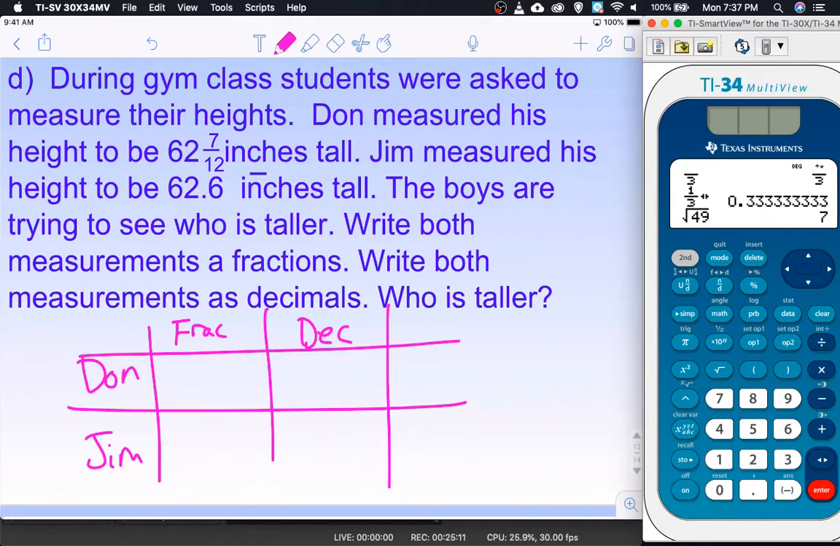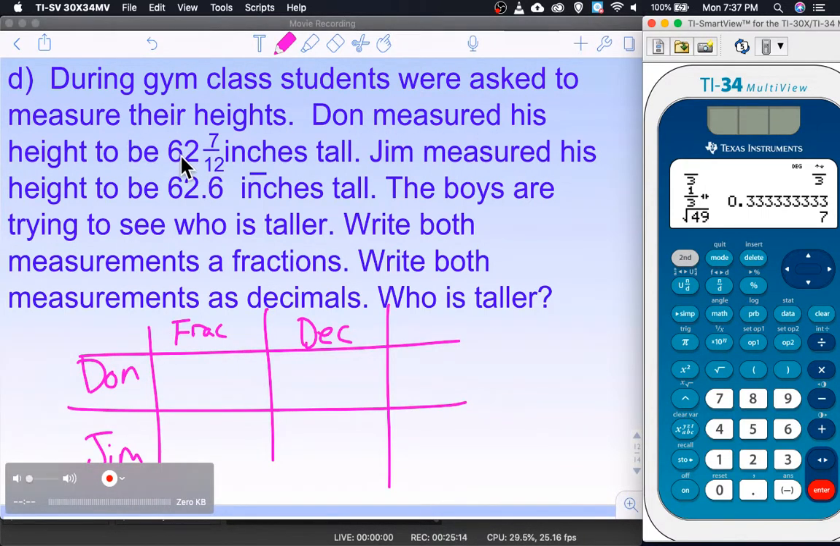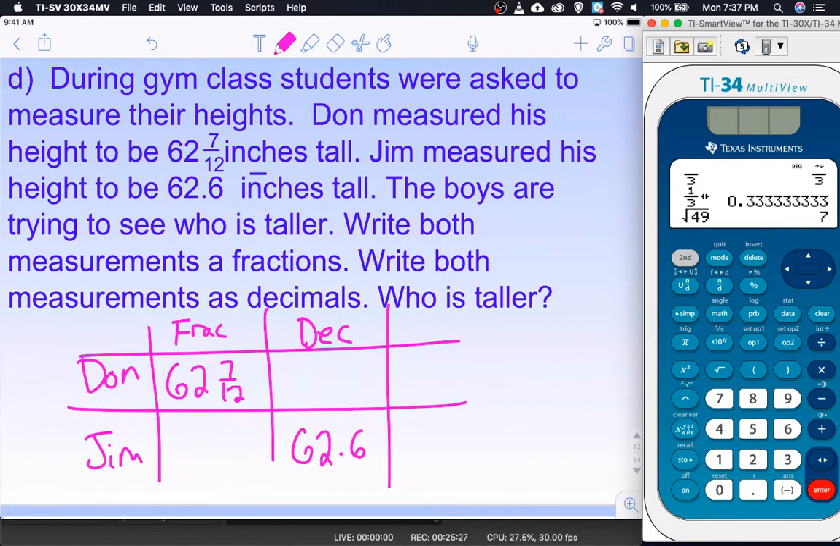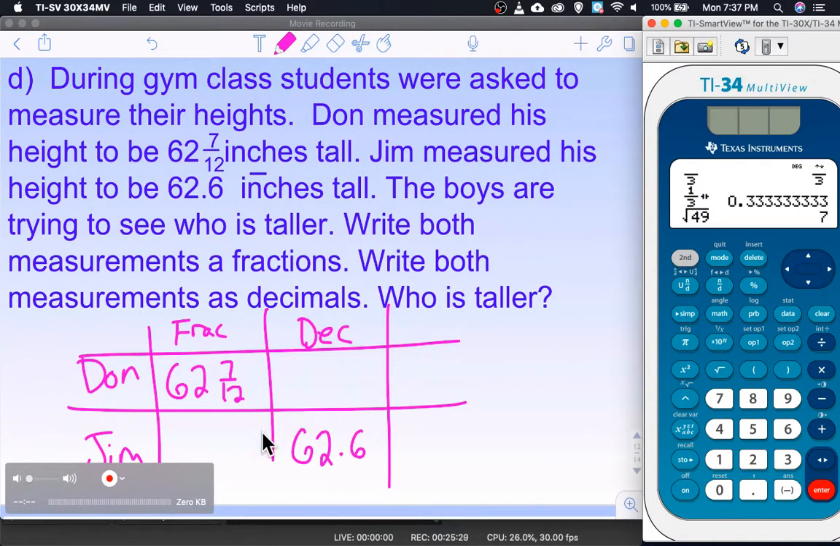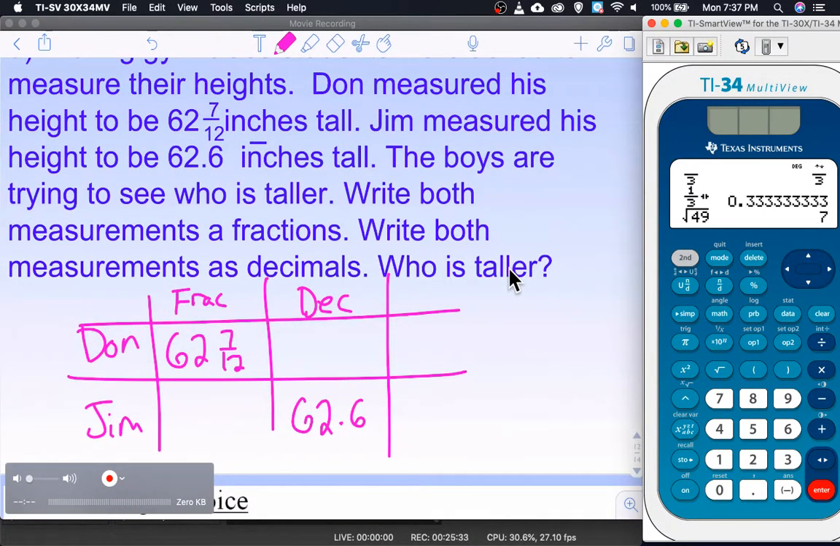All right, so things we know. Don measures his height to be 62 and 7/12. Well, that is a fraction already. Jim measures his height to be 62.6. That's a decimal. So all I need to figure out is these other two measurements, and then eventually figure out who is taller.